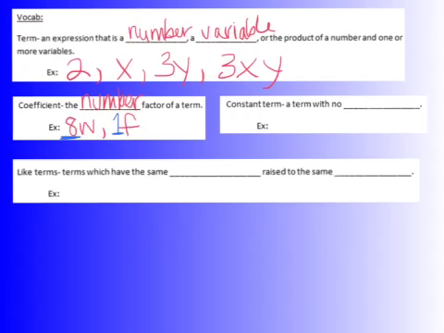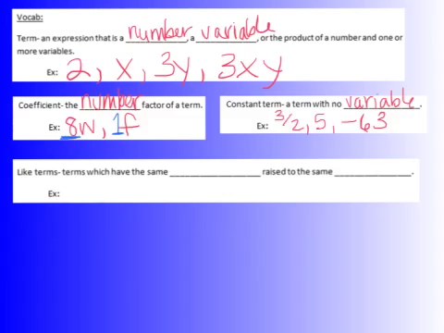A constant term. A constant term is a term with no variables. Constants don't have variables, they're just numbers. So a constant term would be a number like 3/2, or the number 5, or the number -63. All of those are constant terms.